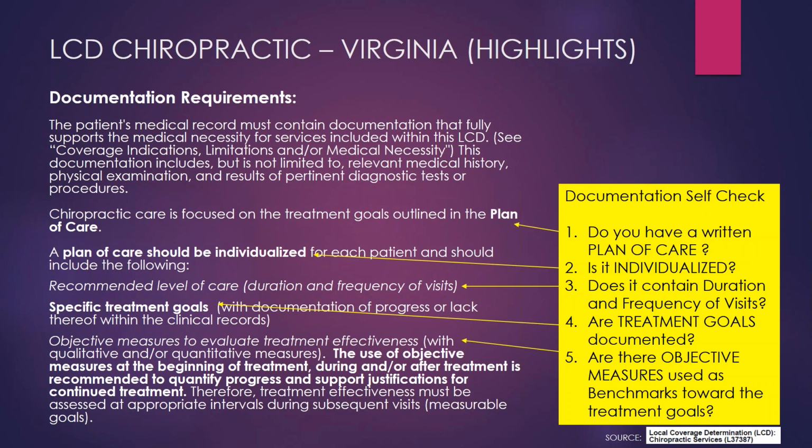What is the plan of care? For you as a chiropractor, that is the written treatment plan that you are providing your patients to let them know how you are going to treat them. And the plan of care should be individualized for each patient and should include the following: recommended level of care, which is duration and frequency of visits, and specific treatment goals.